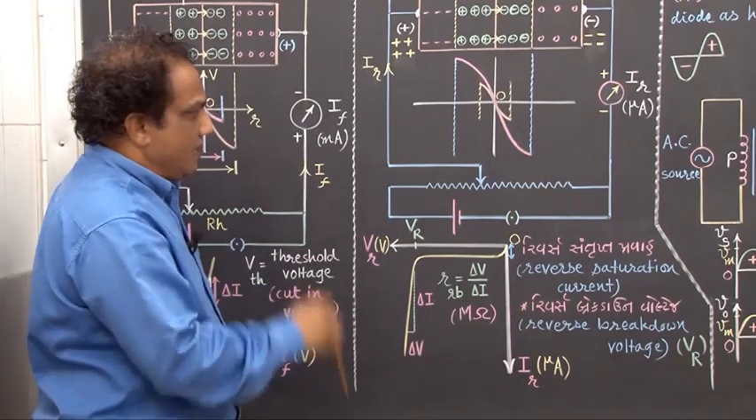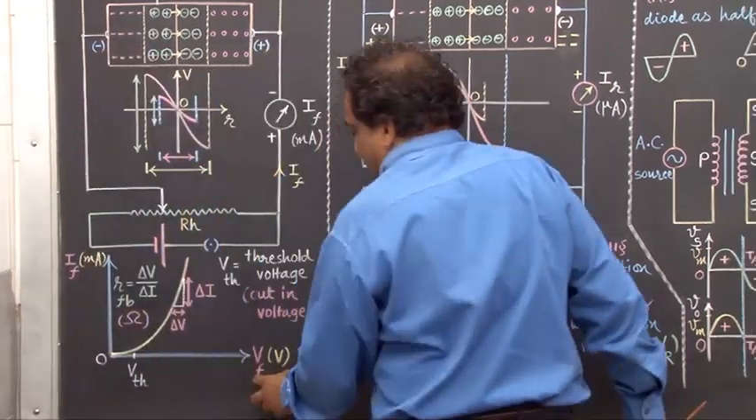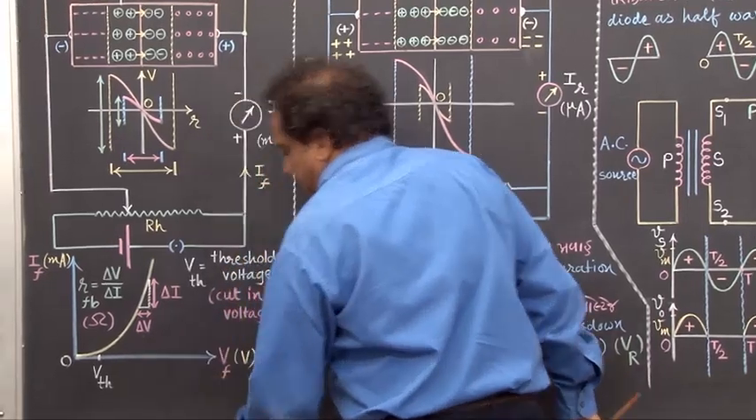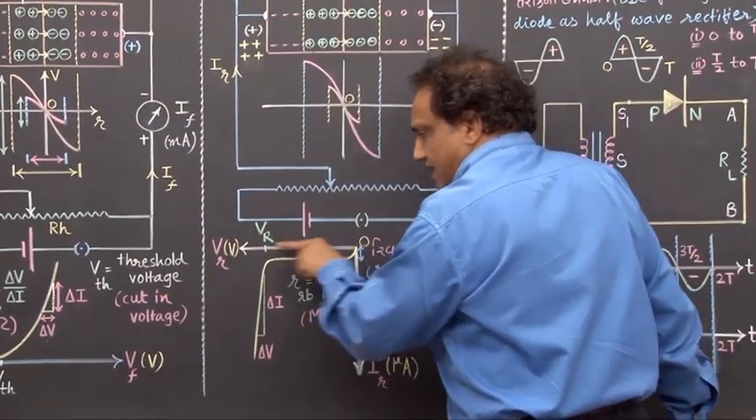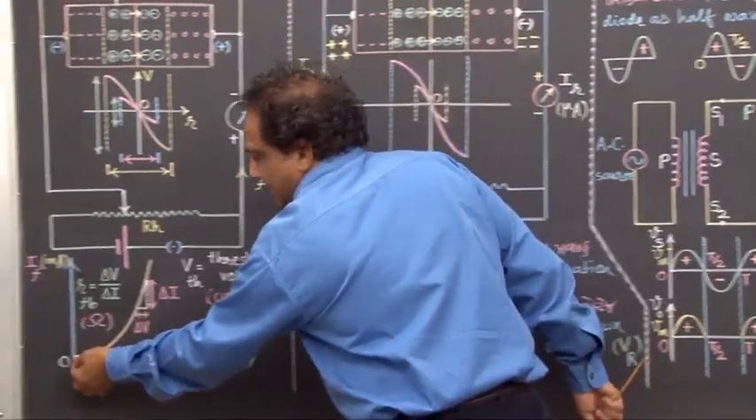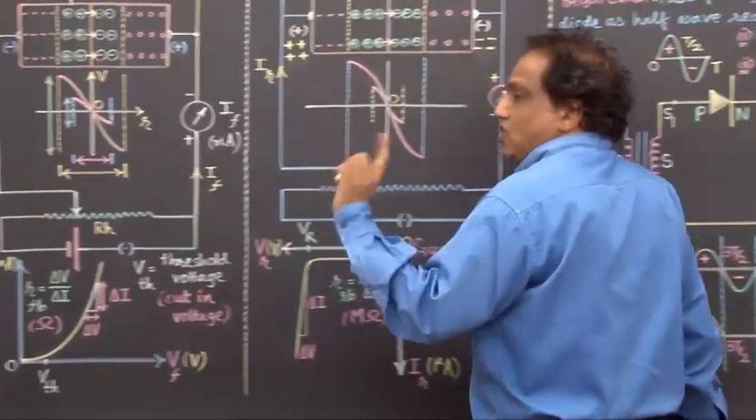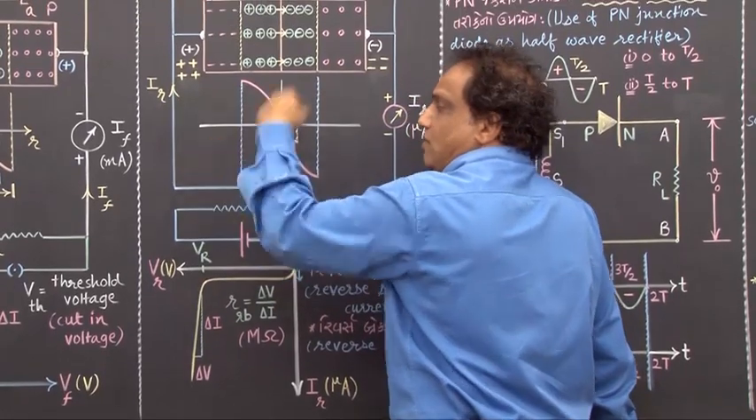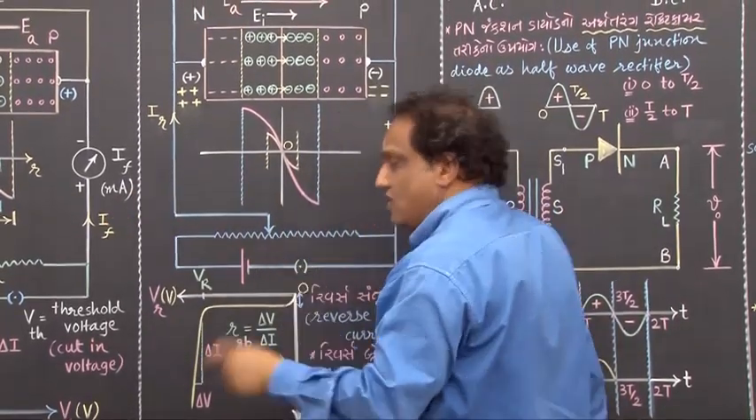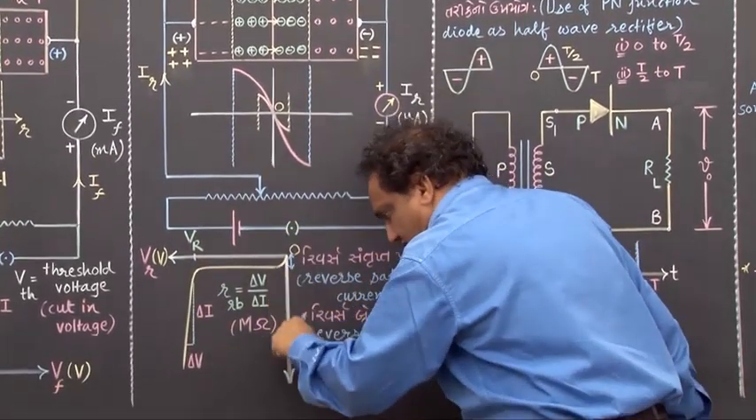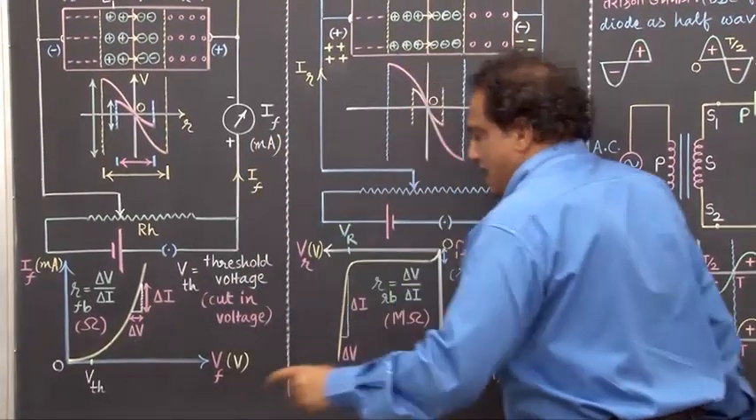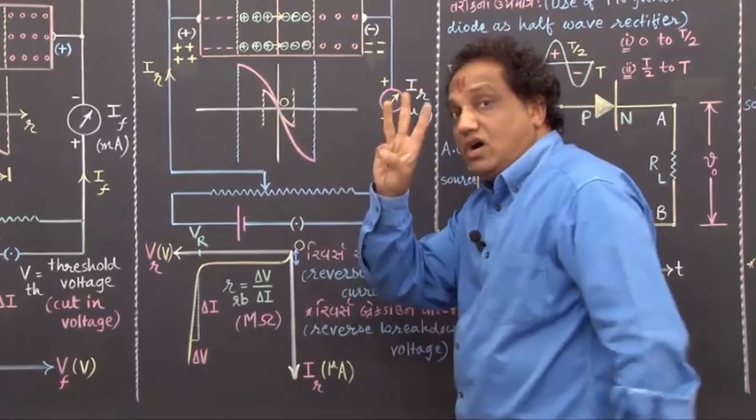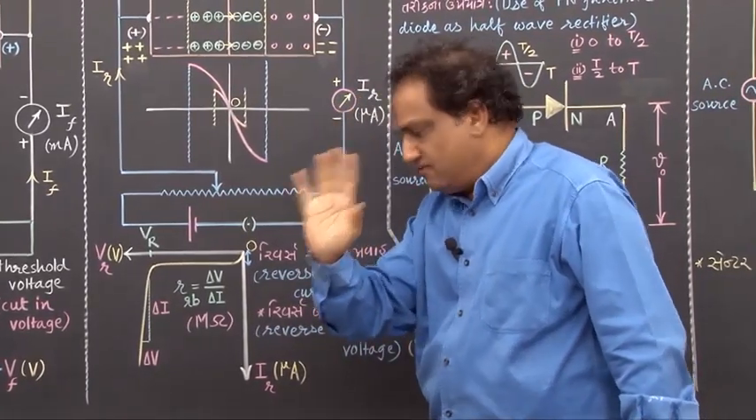Now tell me, this forward voltage is taken on positive x-axis. Because reverse voltage polarity is opposite to that, we take it on negative x-axis. Forward current is taken on positive y-axis. Because flow of reverse current is just opposite to flow of forward current, we take it on negative y-axis. In short, this graph is to be plotted in first quadrant and this graph is to be plotted in third quadrant. Got it? Fine.